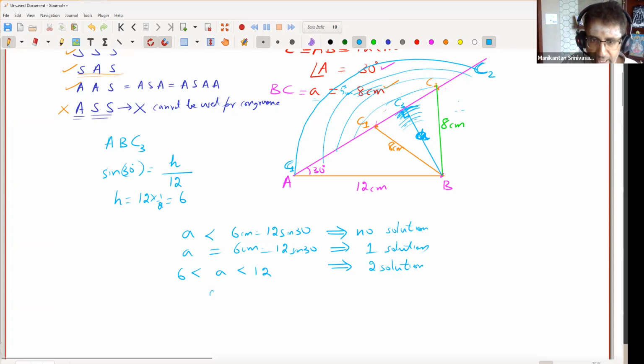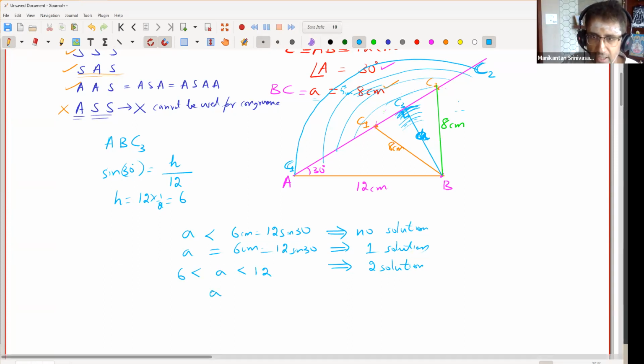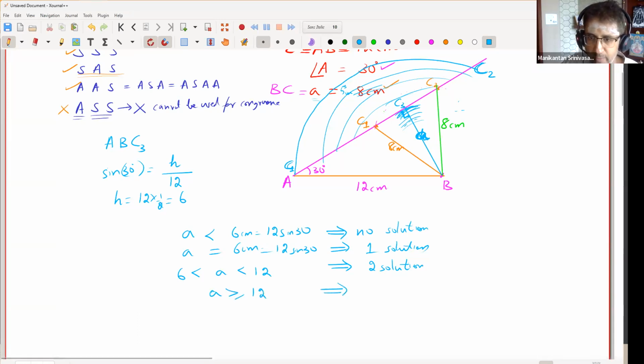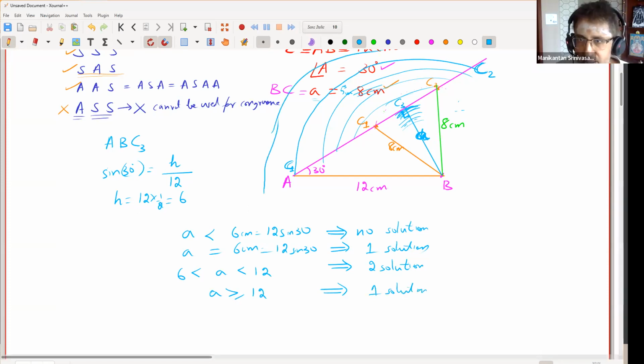But if A is greater than or equal to 12, that means it's back to one solution again. For example, if small a is given to be 13 centimeters, come like this. So the only solution I take is the top one here, right? There's no chance of it cutting here, right?